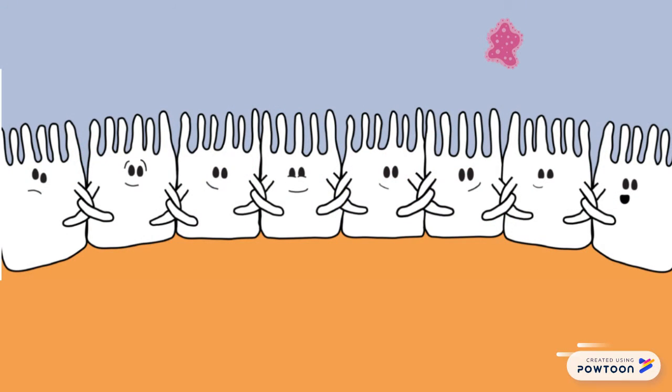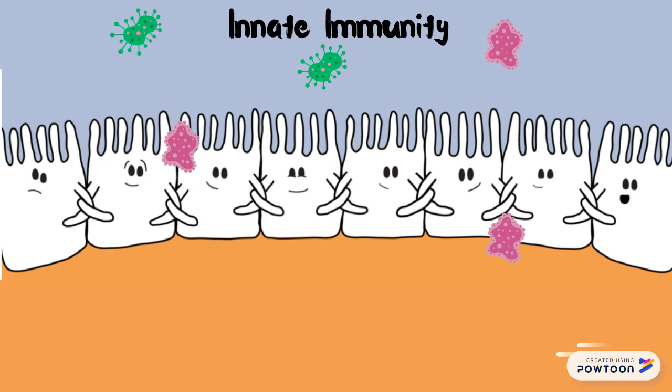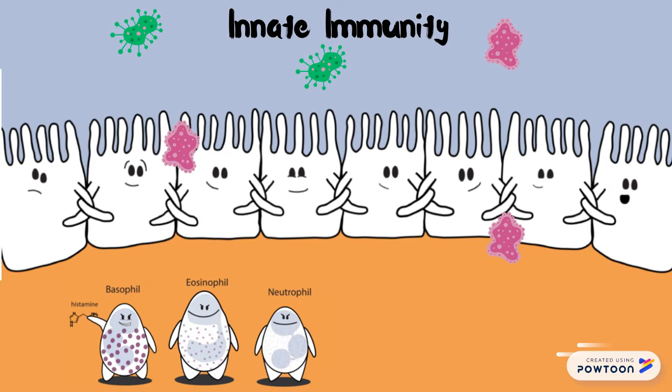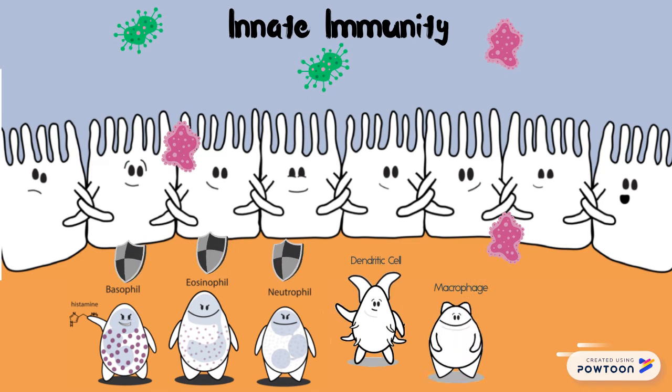When your body is invaded by a foreign infectious bacterium, the innate immune system is the body's first line of defense. Leukocytes such as basophils, eosinophils, and neutrophils act as a barrier to prevent entry of invaders or limit their spread. The pathogenic bacterium can then be captured by antigen-presenting cells, such as dendritic cells and macrophages, which present these antigens to naive T cells.